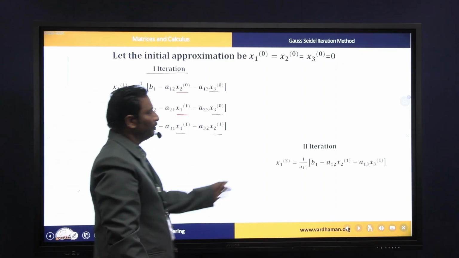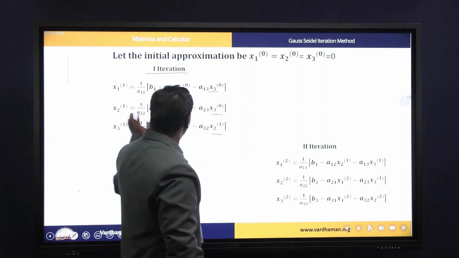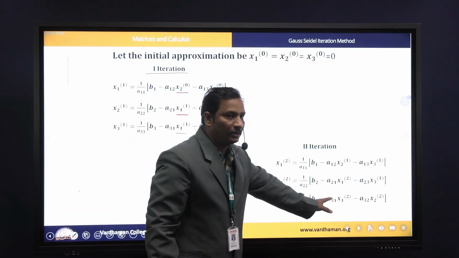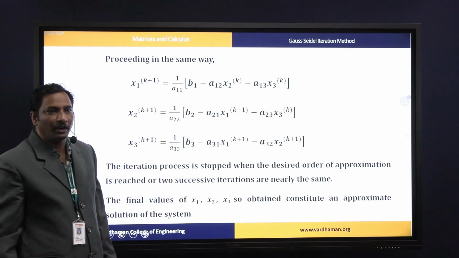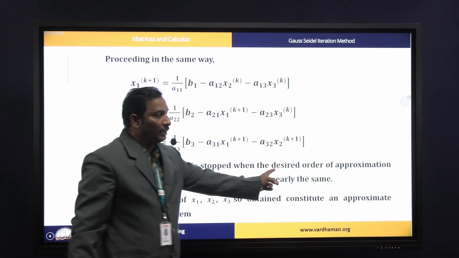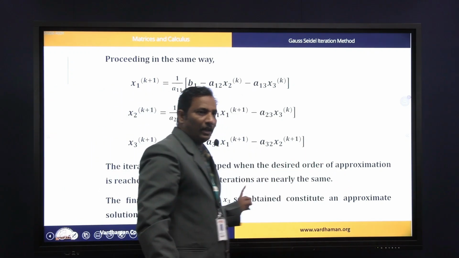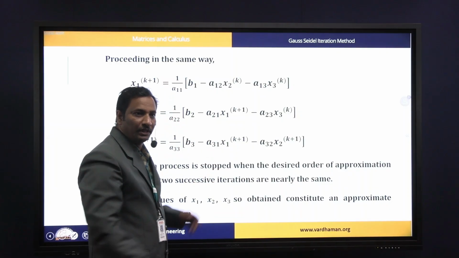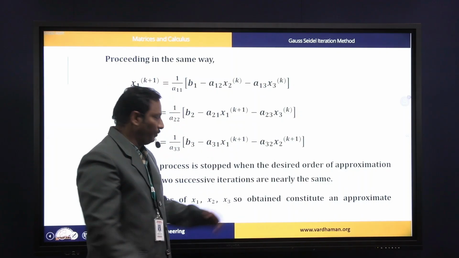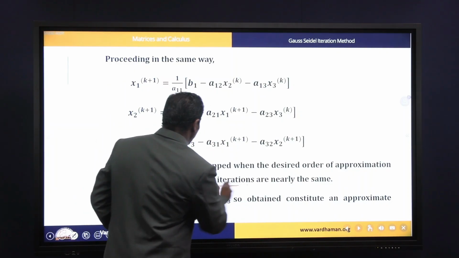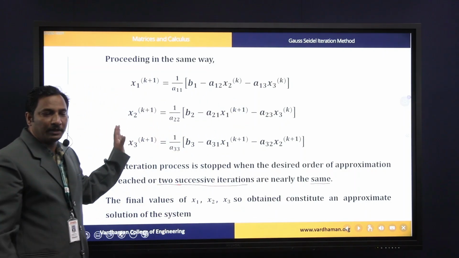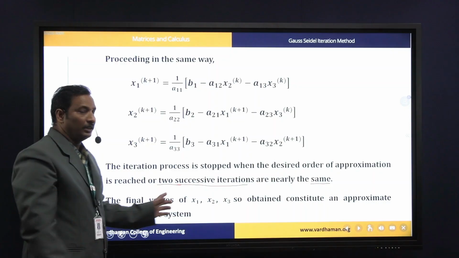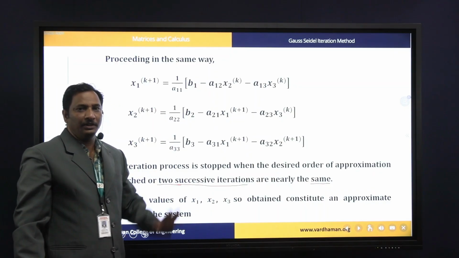Similarly, we get the second iteration by substituting these first iteration values. Continue this process until we get the desired approximation, where any two successive approximations should be the same. Then we stop the iteration method and conclude that that is the solution of the given system of equations.